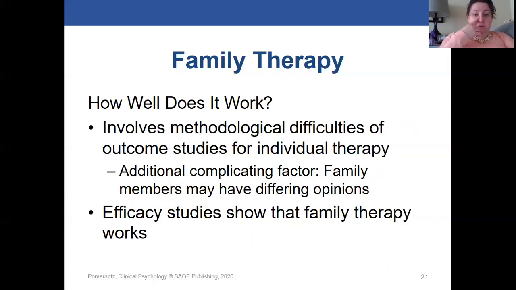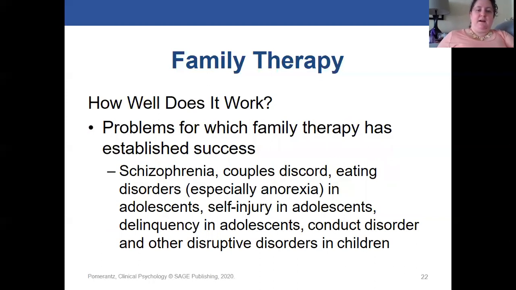It does tend to work pretty well, but it's hard to study, right? Because the researcher has to take into account so many different factors. Efficacy studies comparing family therapy to no treatment, or wait list, or some sort of placebo therapy show that it works. It works really well for these problems: schizophrenia, couples problems, so there we're going to be doing couple therapy, eating disorders, particularly anorexia nervosa in adolescents. This is actually currently the only empirically supported therapy for that. The CBTs haven't quite been validated for anorexia in the same way. Self-injury in adolescents, you can essentially do an adapted version of DBT. Delinquency in adolescents, conduct disorder, and other disruptive disorders.